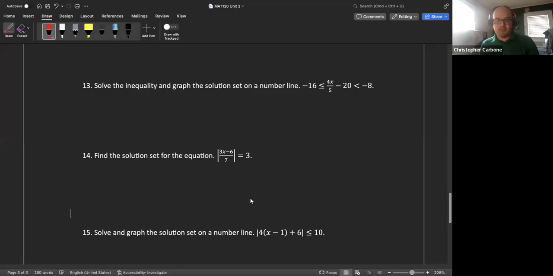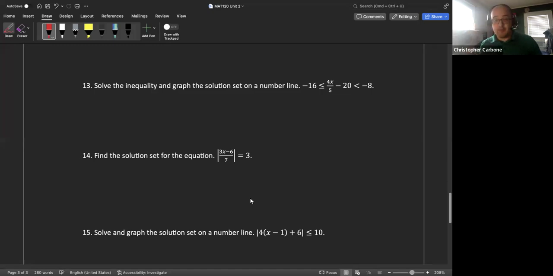Welcome to part 3 of this Unit 2 review. For question number 13, I have solved the inequality and graphed the solution set on the number line. I have negative 16 is less than or equal to 4x divided by 5 minus 20 is less than negative 8.